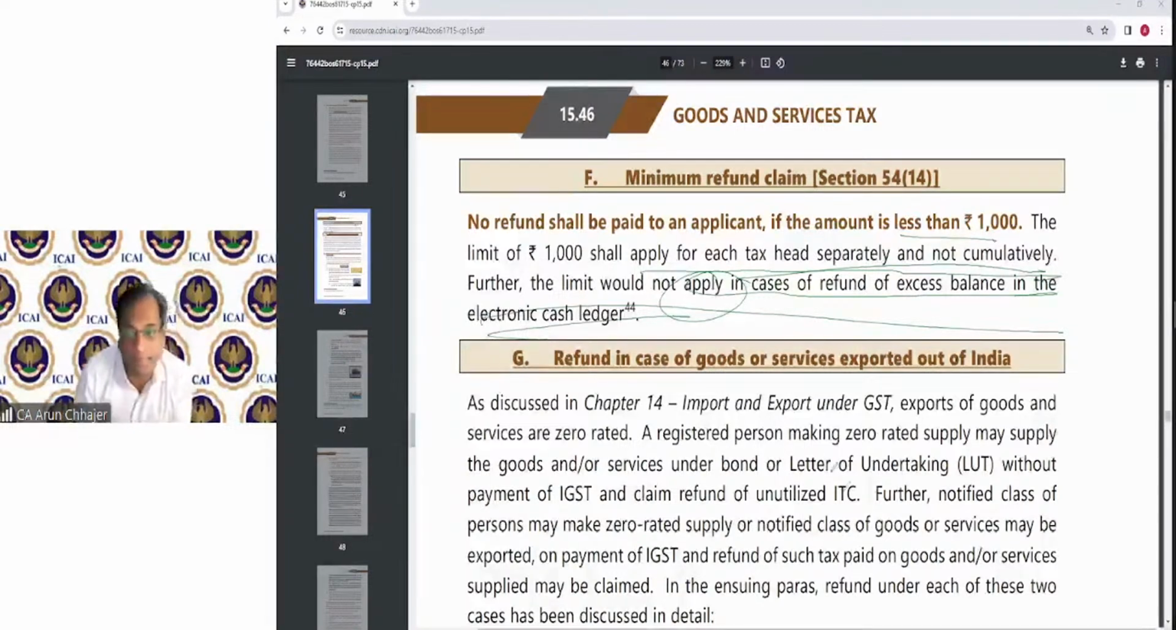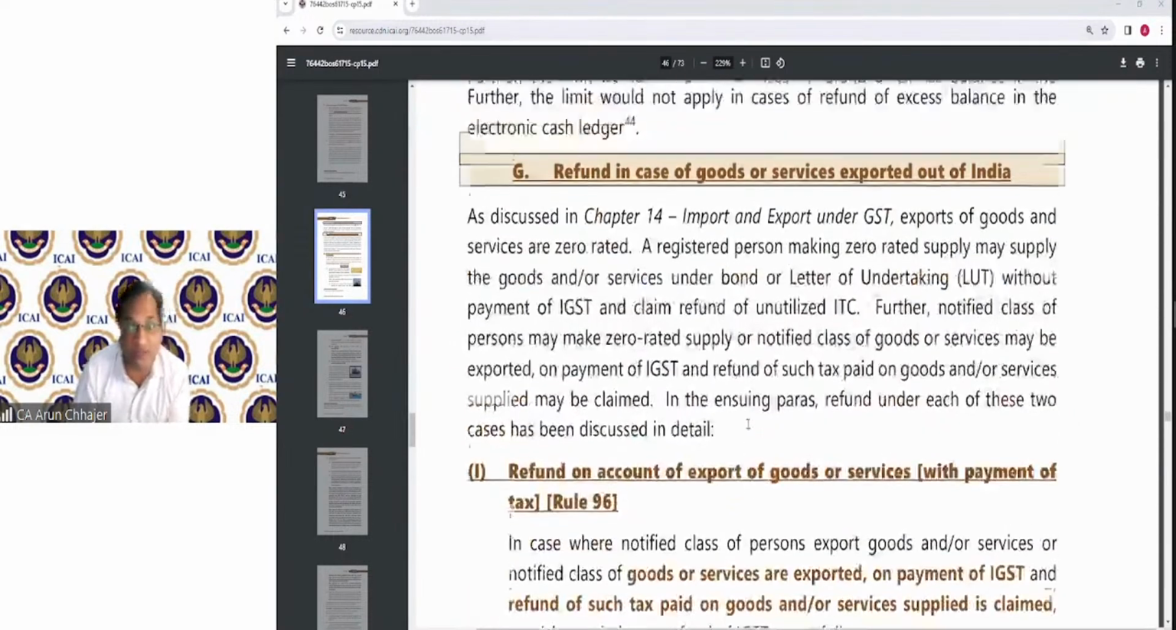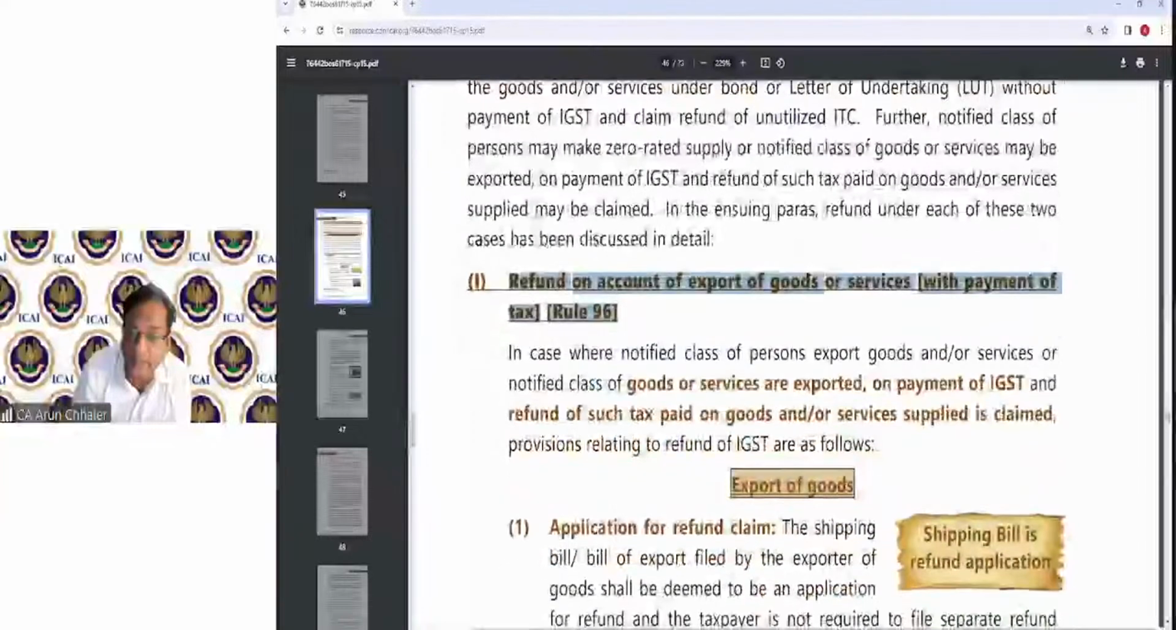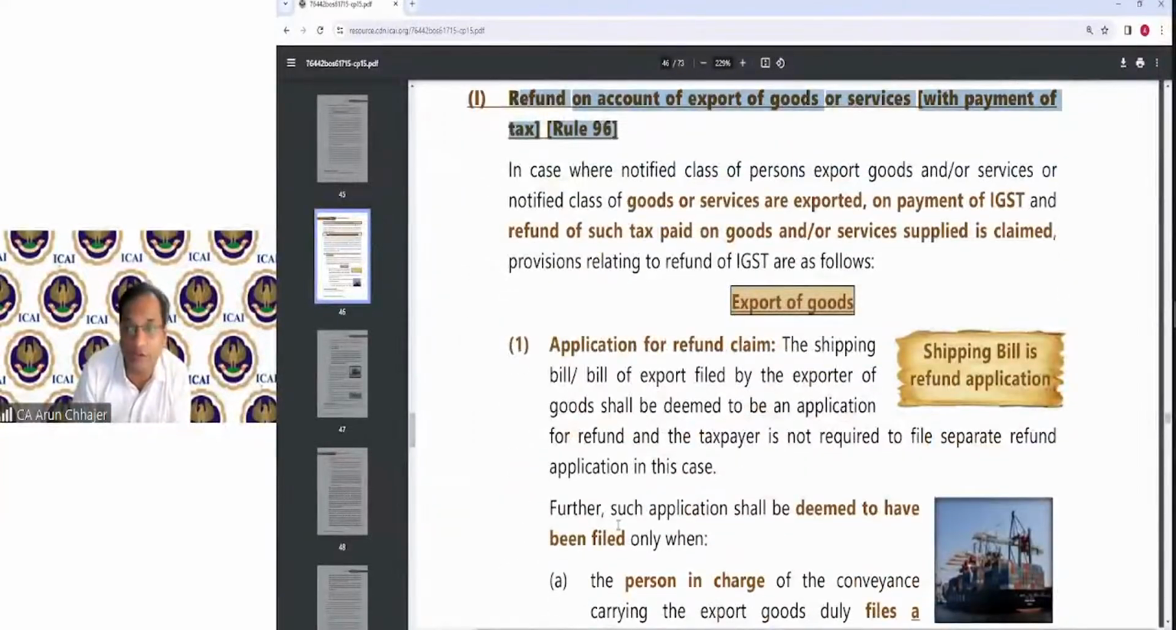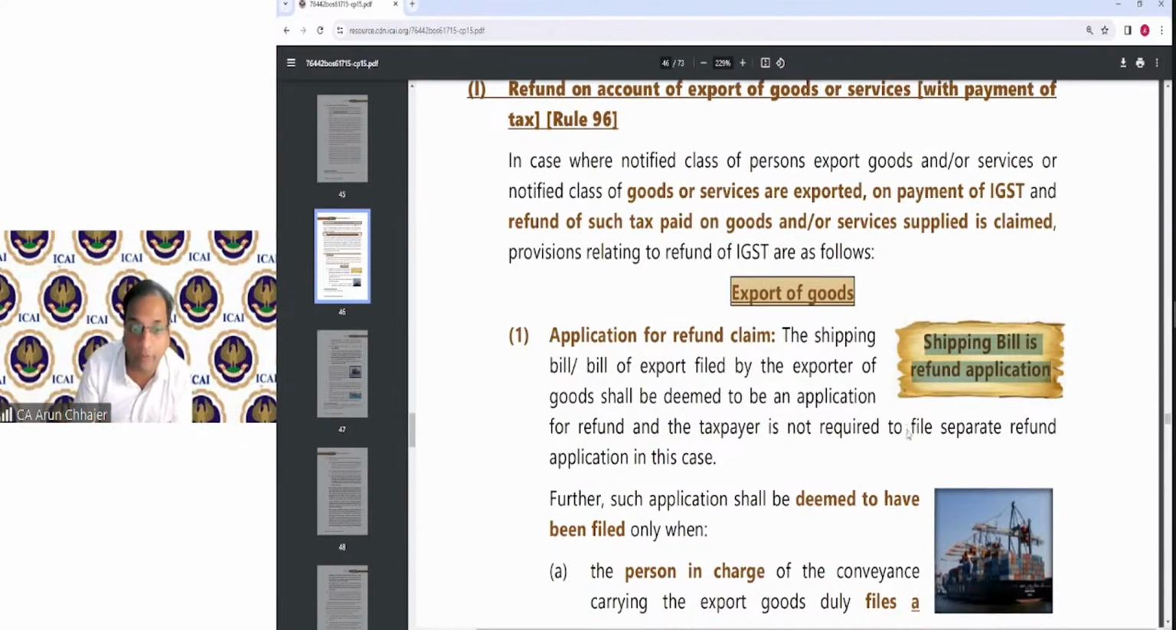ठीक है. Now we are talking about refund in case of the goods exported out of India. So currently we were talking about the refund of ITC. Now we are talking about the refund of taxes paid. Some part we have already discussed. Okay. So if you are exporting, then Rule 96 says that whatever the export you have made, then you can take the refund. If it is export of the goods, then it is an automatic route. Shipping bill would itself be considered as a refund application. No separate refund application is required to be submitted.